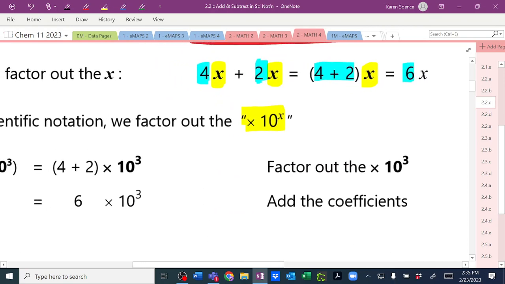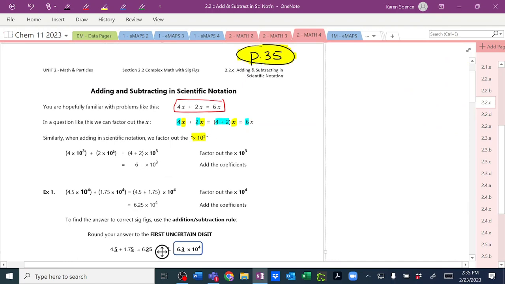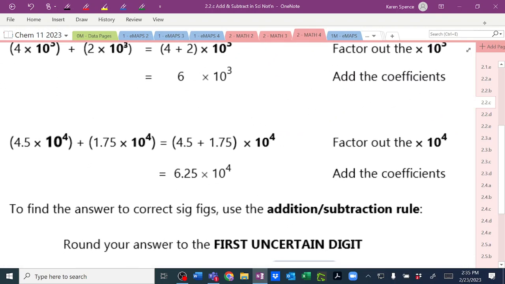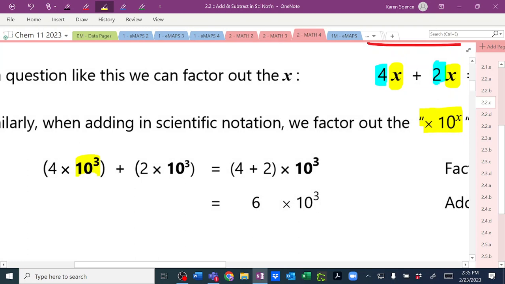So let's take a look at a simple example of this. We have 4 times 10 to the 3. And we have 2 times 10 to the 3. We can factor out the times 10 to the 3, and then we can add the 2 coefficients. So we have 4 plus 2. So we end up with 6 times 10 to the 3. Is that good so far? All right.